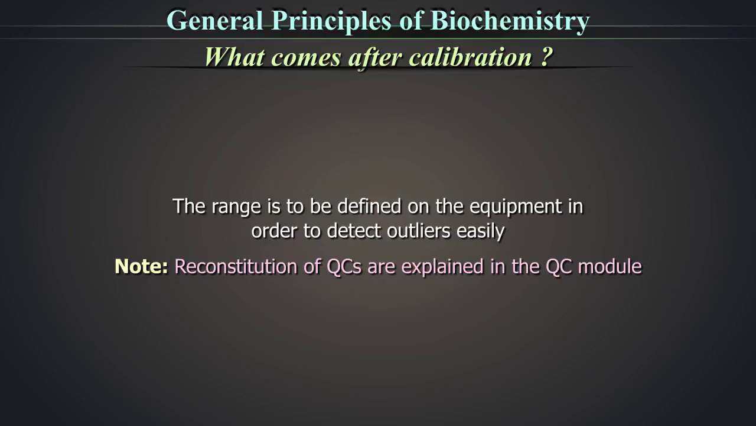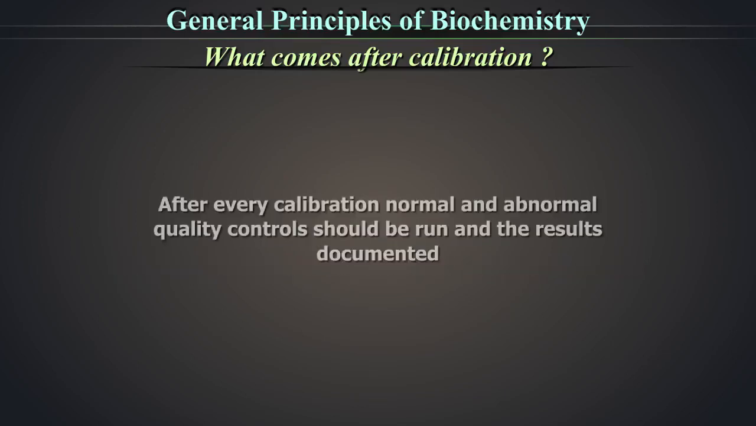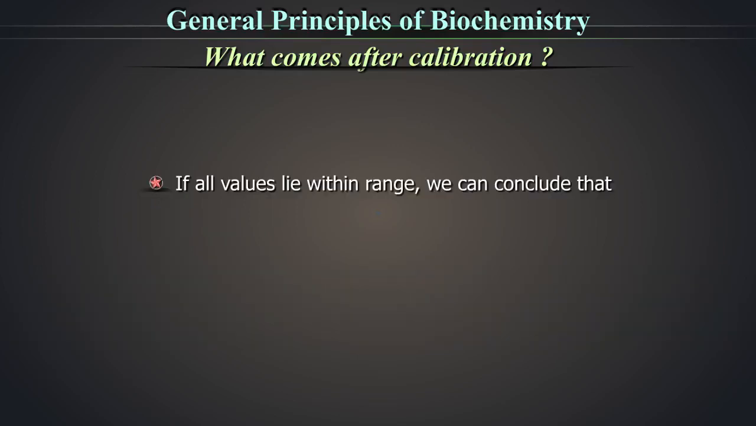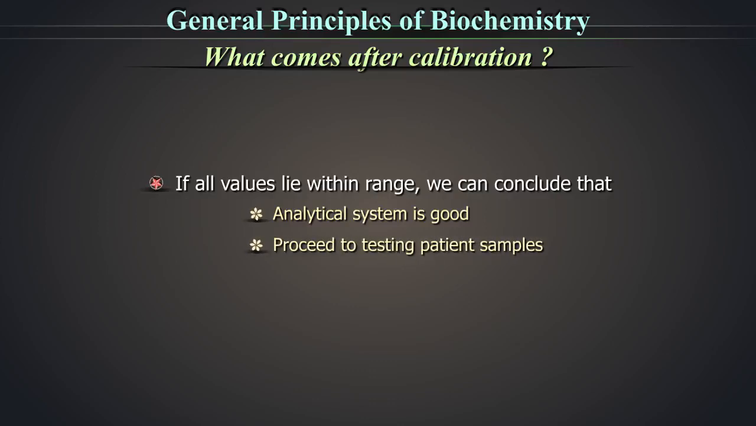Reconstitution of QCs is explained in the QC module. After every calibration, normal or abnormal quality control should be run and the results should be documented. If all values lie within the range, we can conclude that the analytical system is good and proceed to the testing of the patient samples.